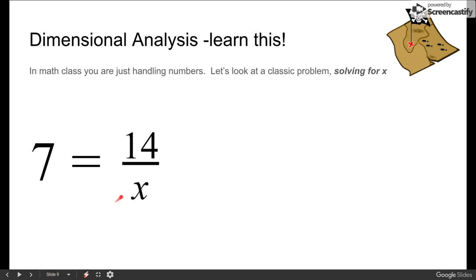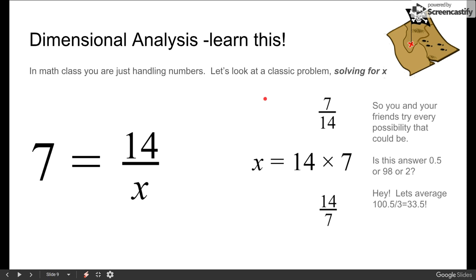7 equals 14 over x, solve for x. That's math, right? So your friends, you're sitting there at your desk going, well, what are we going to do? And you come up with these three possibilities. 7 divided by 14, or 14 times 7, or 14 divided by 7. And you're like, wow, which one could it be? So you come up with the brilliant plan of averaging these three, and you come up with an answer of 33.5, and you wind up concluding that you're no good at math.